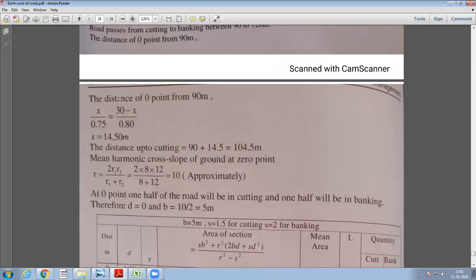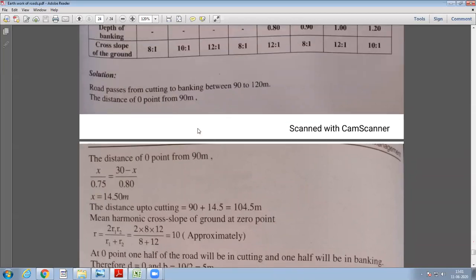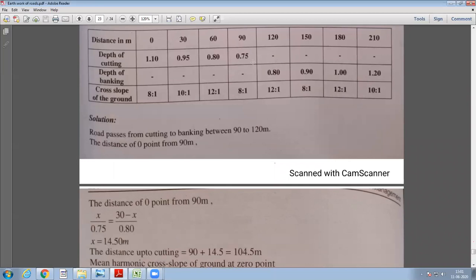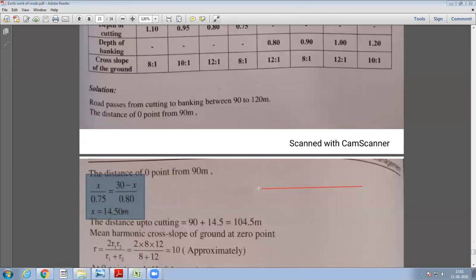If you do so, you can work out the x value as usual, distance from 0 to 90, x divided by 0.75 and 30 minus x by 0.8. This is 0.75 depth at the point of filling, and this is the depth at the point of cutting where there is a change. If you do this, x divided by 0.75 and 30 minus x by 0.8, you will get the x value. This is very similar to the previous case. If you want, I'll show the diagram.